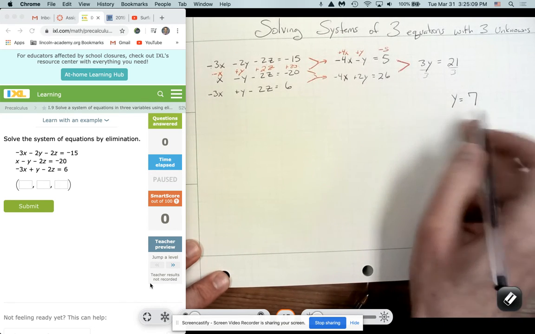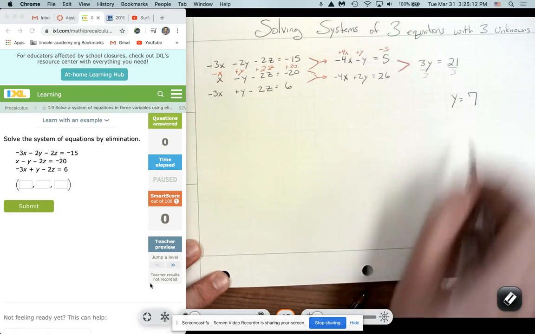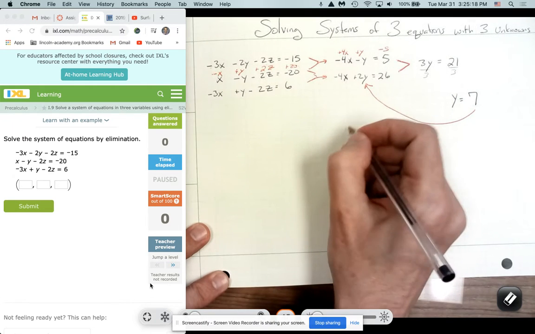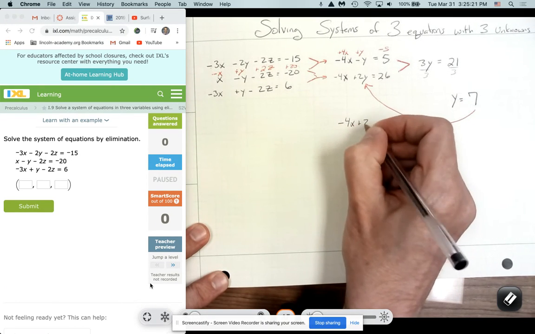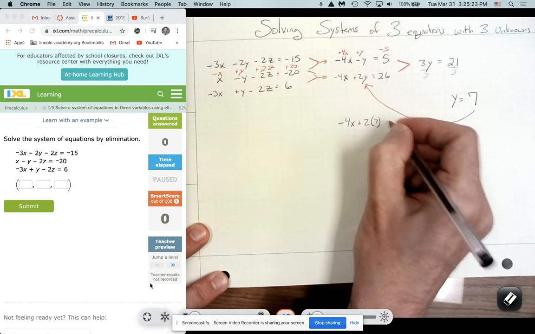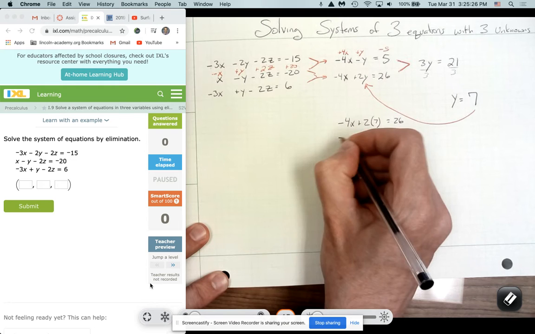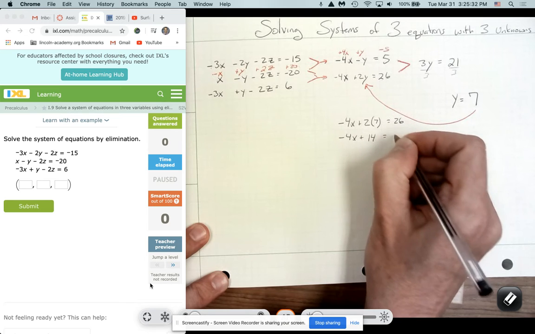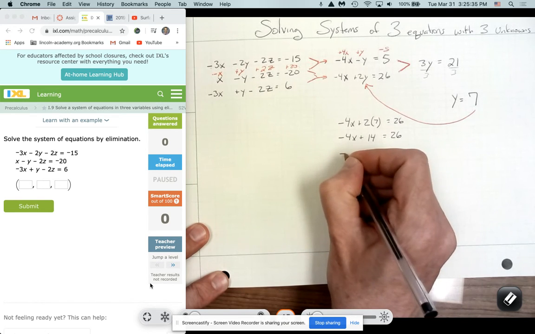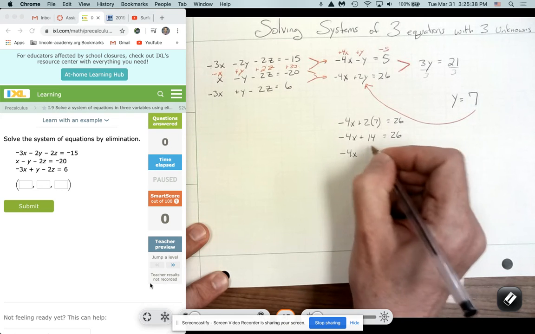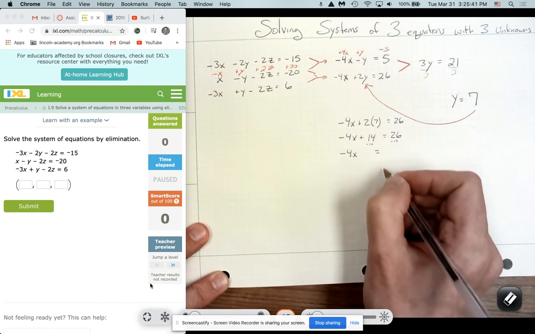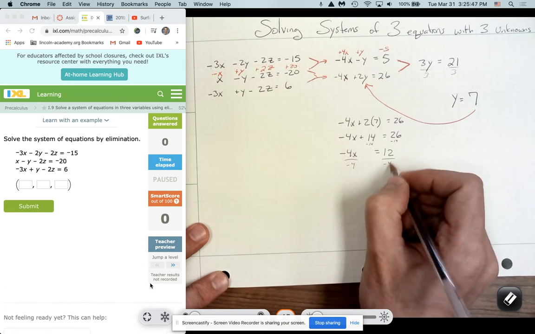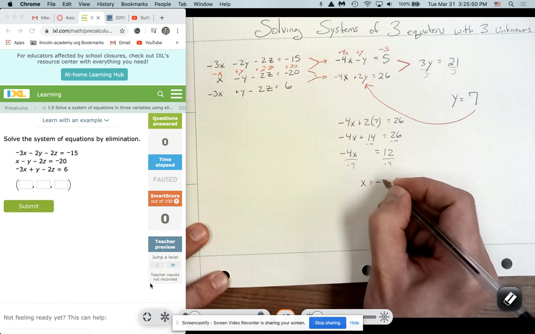Now what I'm going to do is work my way back. I'm going to plug this y value of 7 into one of these two equations. So I'm going to go negative 4x plus 2 times 7 equals 26. Negative 4x plus 14 equals 26. Negative 4x equals, because I'm going to subtract the 14 from both sides, 12. Divide by negative 4, and I get x is negative 3.